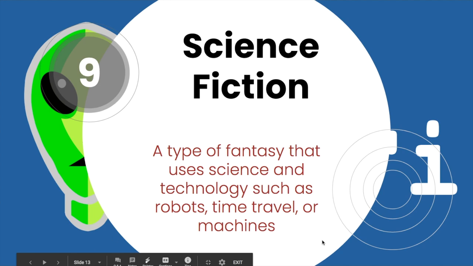And then science fiction, and I know a lot of you like the fantasy and the science fiction. Science fiction is a type of fantasy that uses science and technology, such as robots and time travel or machines. So anything that has aliens or spaceships in it, or any type of robots, would go under your science fiction genre.